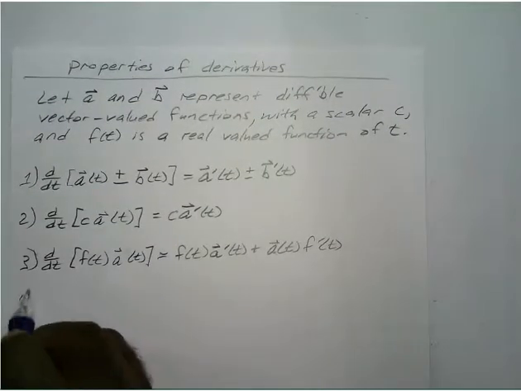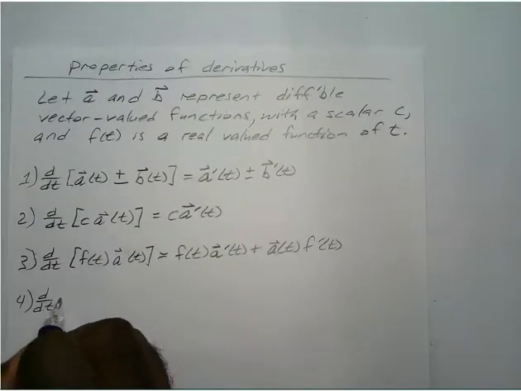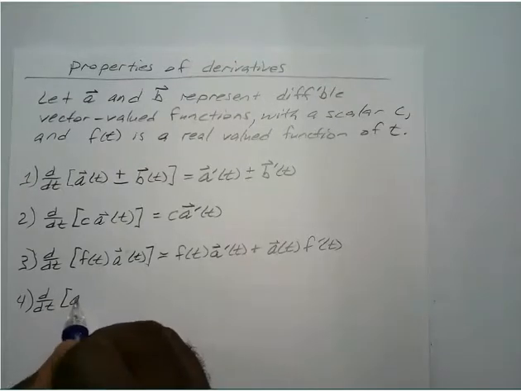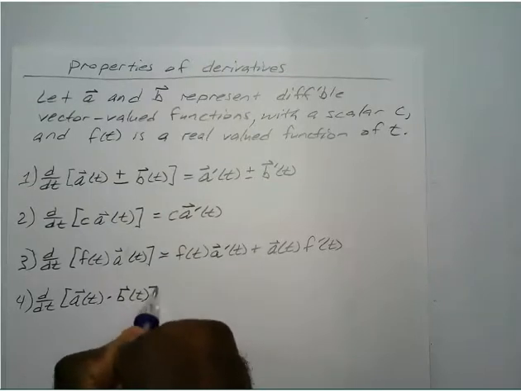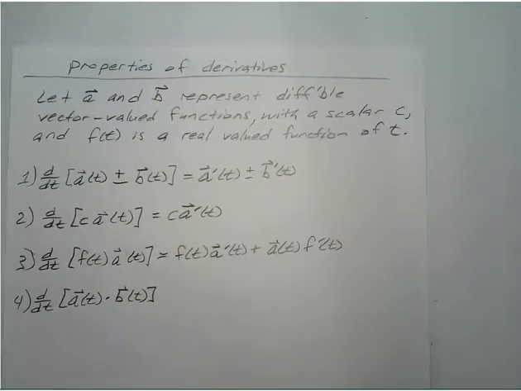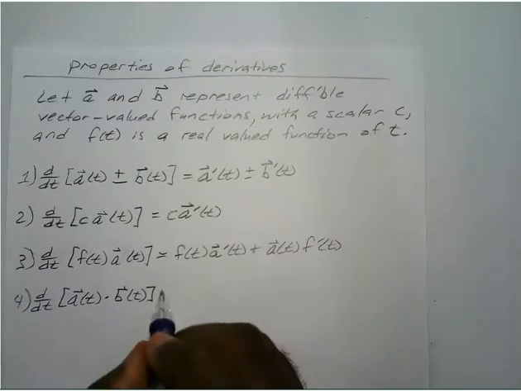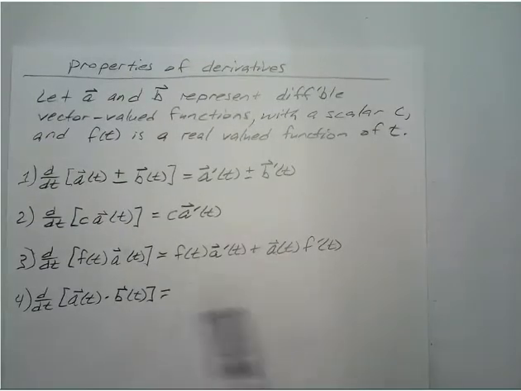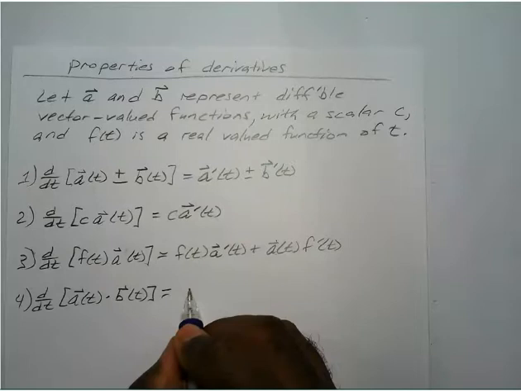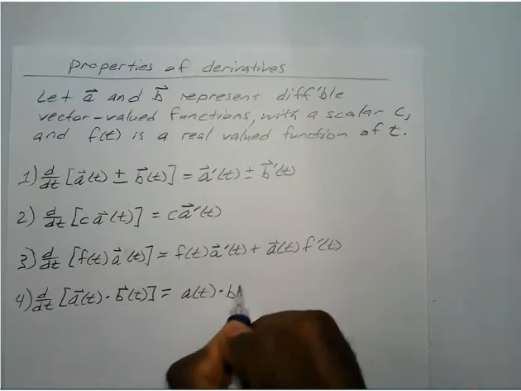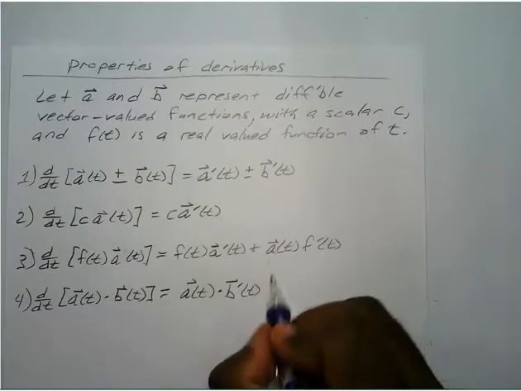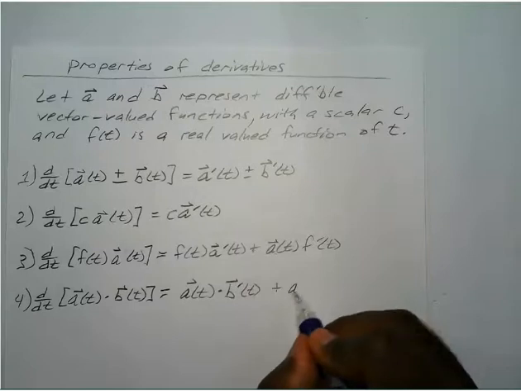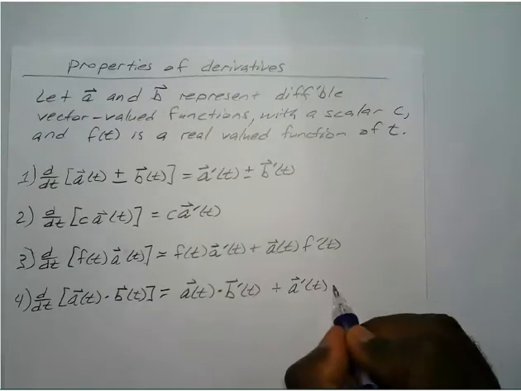All right, so fourth, let's say you have derivative with respect to t of the dot product of a of t and b of t. Okay, now this is a little bit different because it doesn't cover the product rule for derivatives. Okay, so you have a of t dot product b prime of t plus derivative of a dot product b of t.